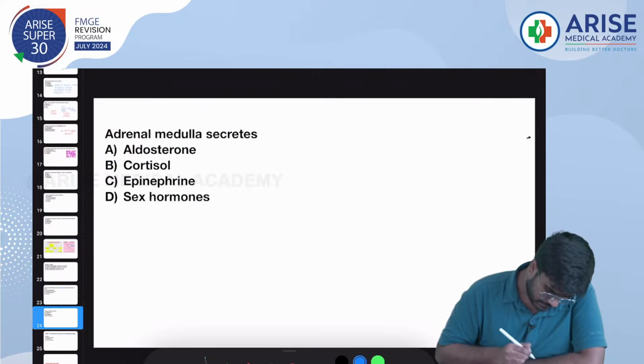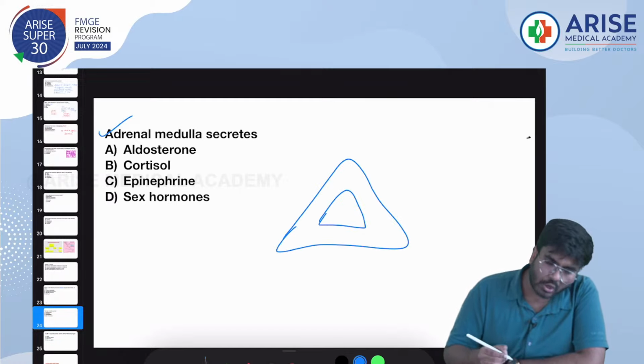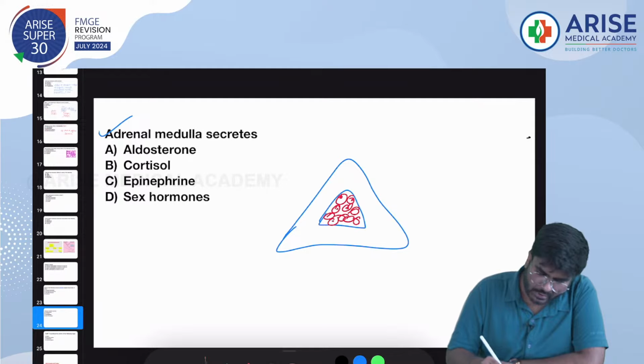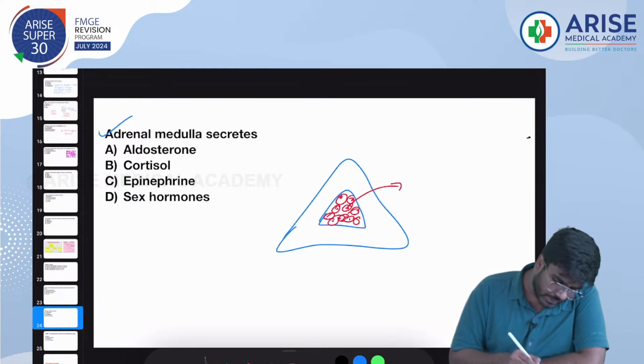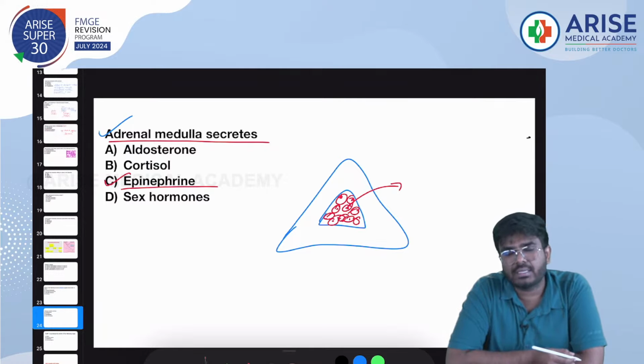Okay, adrenal medulla. You know, the adrenal gland has adrenal cortex and adrenal medulla. In the adrenal medulla, there are cells called chromaffin cells. Okay, chromaffin cells. These chromaffin cells are going to release what? These chromaffin cells are going to release epinephrine, norepinephrine, or you can say adrenaline, noradrenaline. They are nothing but the catecholamines. So catecholamines are coming from the adrenal medulla. Okay. Epinephrine is the catecholamine, also called adrenaline.